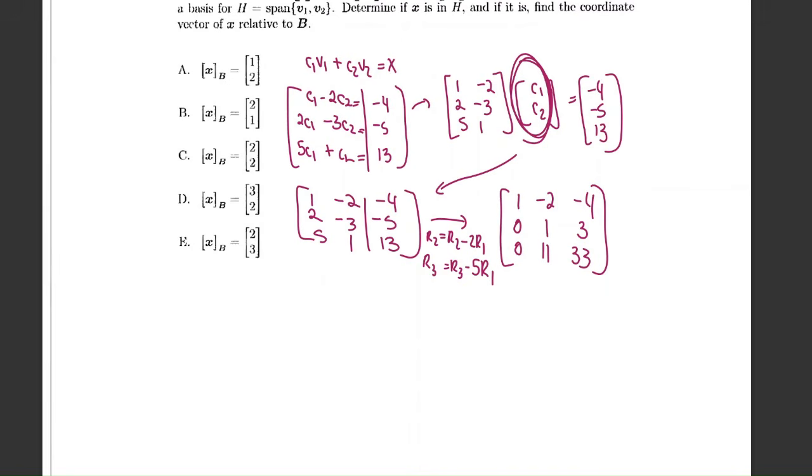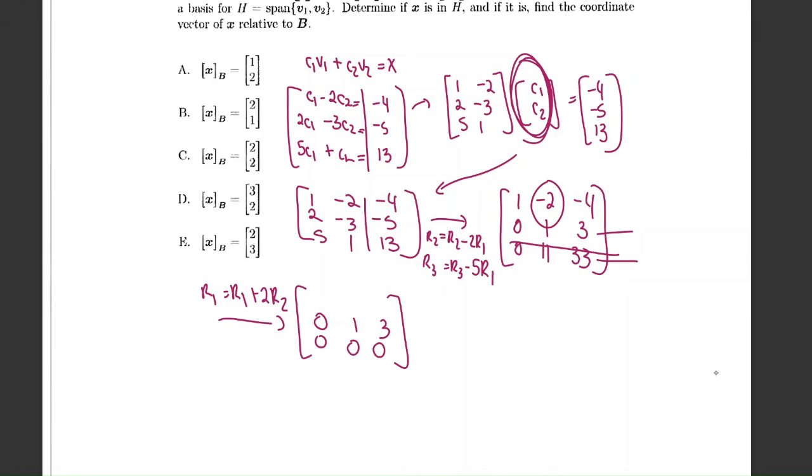Okay. Now we can reduce this further. Obviously this row is a multiple of this row, so we can just make this be a 0, right? We can just say R3 minus 11 R2. So now we have 0, 1, 3. And then what I want to do after that is row 1 equals row 1 plus 2 row 2 to get rid of this term. So 1, 0, -4 plus 6 is 2.